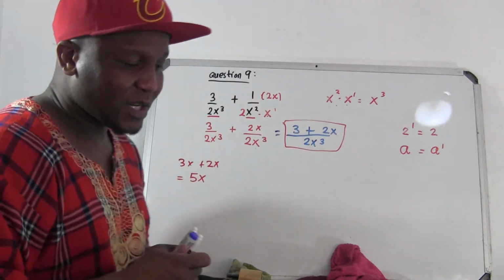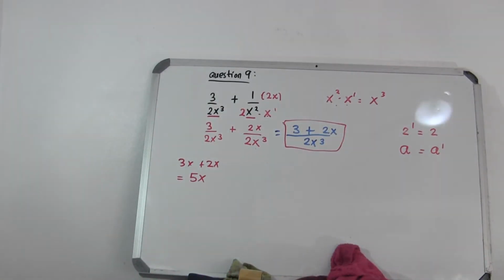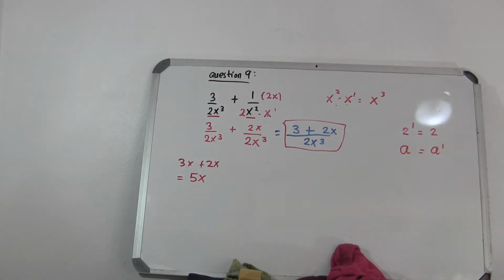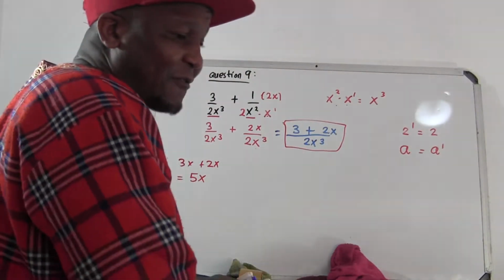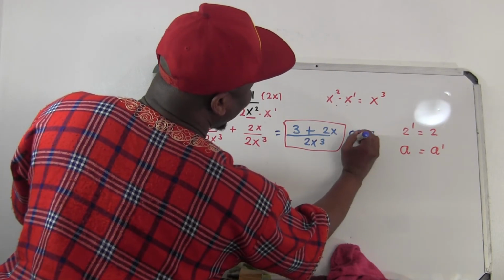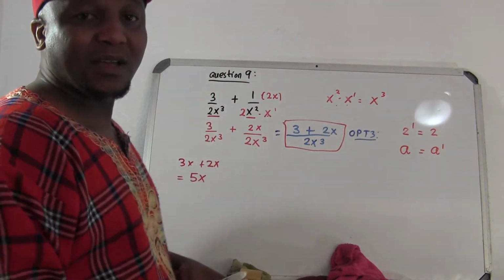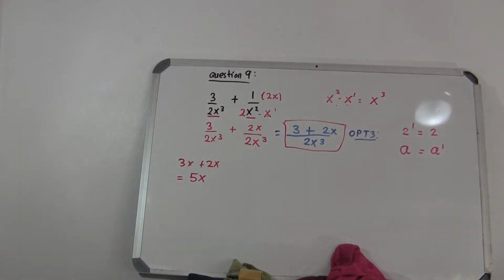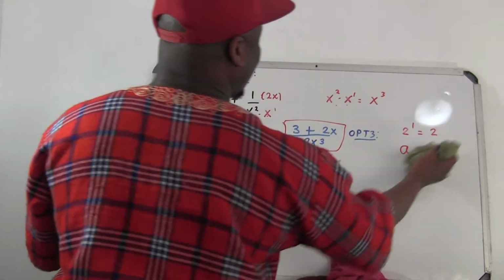So go to your options. Look at your options very carefully and see 3 plus 2x over 2x cubed. In the question that was given to me, it is option 3, but make sure you look very carefully at your paper, because exams sometimes differ. So that's going to be option 3. Now question number 10. Question number 10 is easy.